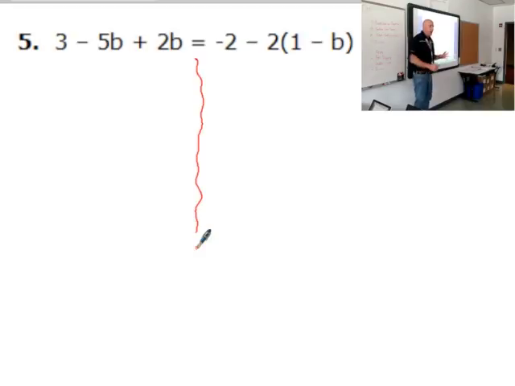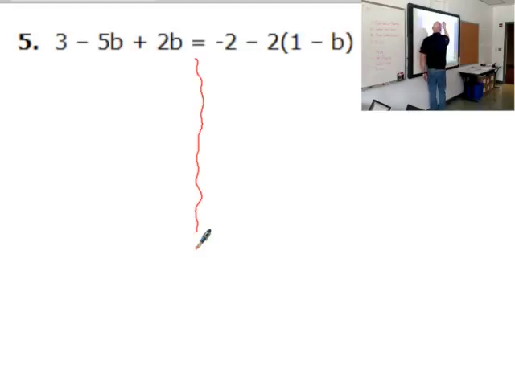Of course we have parentheses, so we need to use the distributive property. What number are we going to distribute? The negative. Wait, is it a positive? That's a good question. What are we going to distribute, the 2 or the negative 2? The negative 2. You distribute the sign as well.